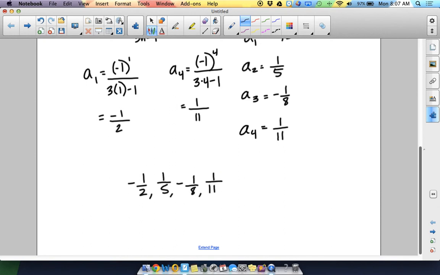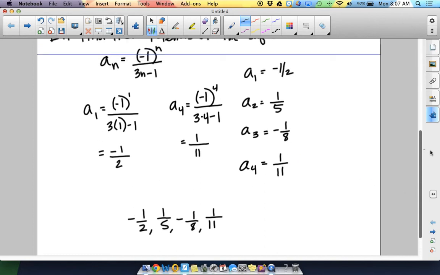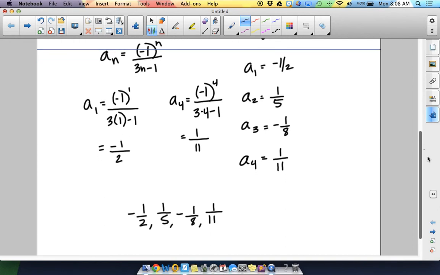So you can kind of see a couple things happening. What's happening to your denominators? The denominators are increasing by what number specifically? 3, and that's because it has a 3 in that formula, 3n minus 1. It's oscillating, meaning negative, positive, negative, positive. Just a couple things to think about.